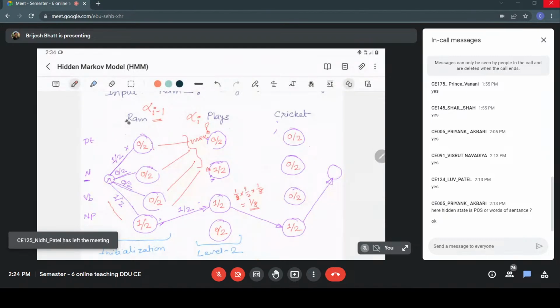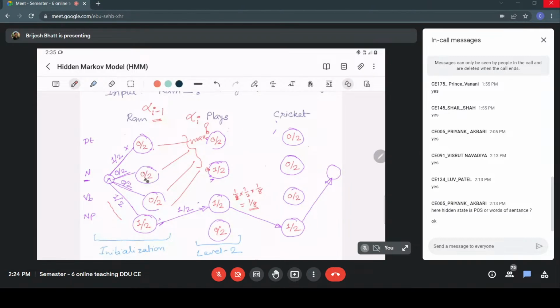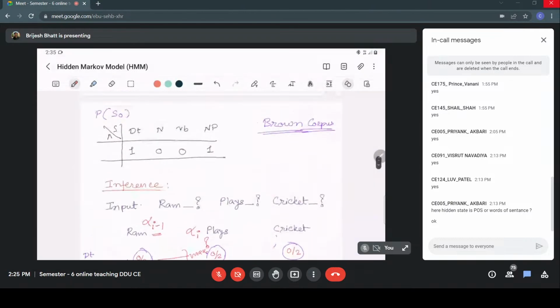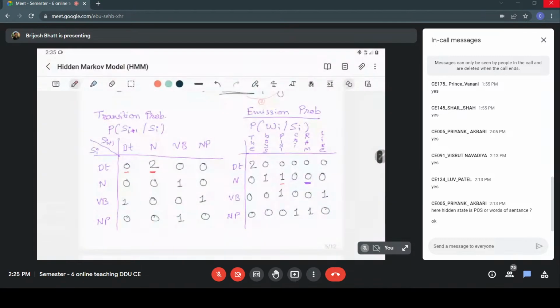And you look at the probability of each of these. Look at the emission probability table and see that probability. What is the probability of Ram given determiner? What is the probability of Ram given noun? What is the probability of Ram given verb? And what is the probability of Ram given NP? I have noted down this probability inside the circle: 0 by 2, 0 by 2, 0 by 2, and 1 by 2. If you want to look at the table. So this is Ram and the corresponding part of speech label. How many times have you seen proper noun? Twice. Out of those two occurrences, once it was assigned to Ram, so it is 1 by 2.